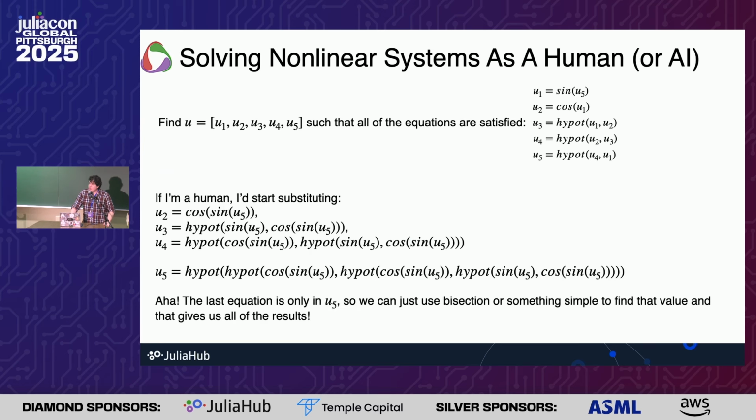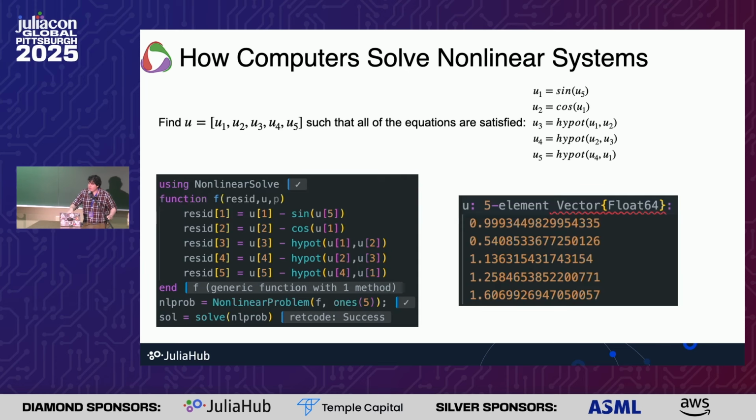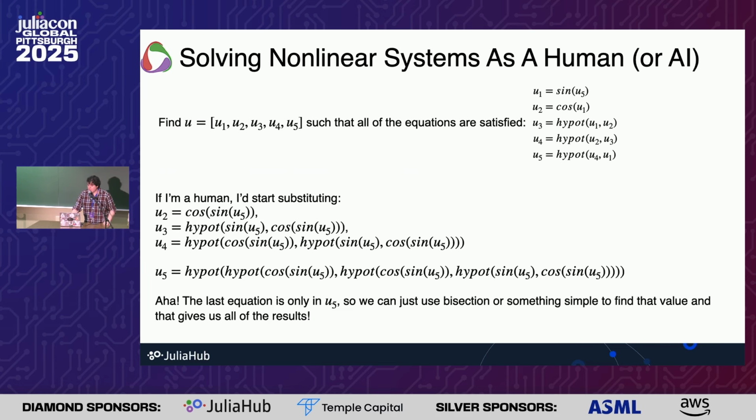Well, what if we were human, right? If I was a human looking at this problem, I would not solve it by trying to find all 5 variables at the same time, right? What I would do is look at the first equation, u1 equals u5. Let me just substitute that into the other equation, right? So u2 equals cosine of u1, so therefore u2 is equal to cosine of sine of u5. And if I just start substituting things together, what I'll find is that there's an equation at the end, which is u5 equals a gigantic mess of only u5. This is a scalar equation. But if I solve this scalar equation, I can substitute everything else together, and ta-da, I'm done, right?